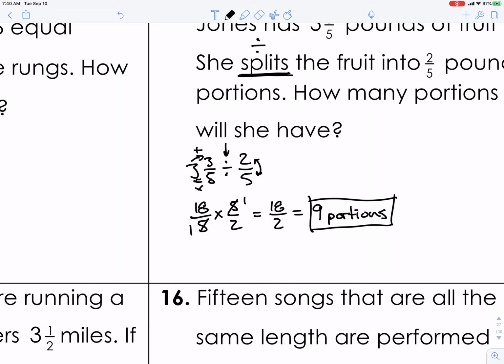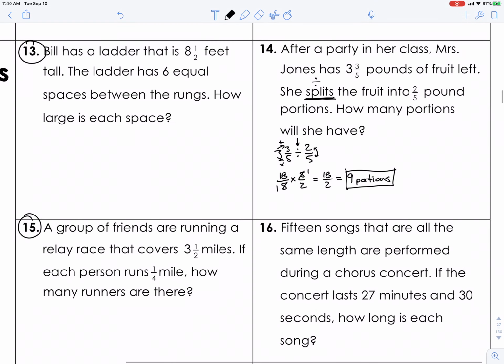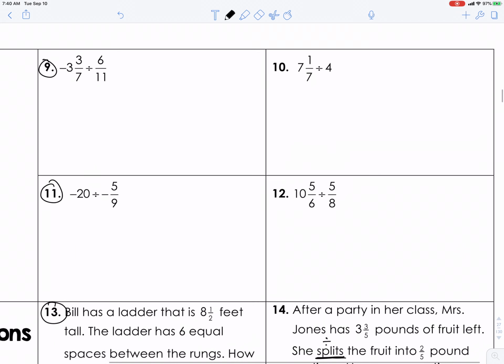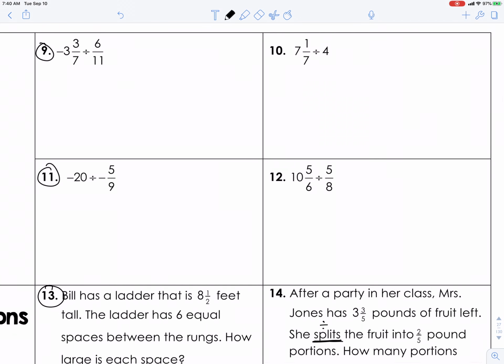Okay? So, attempt 13 and 15 on your own. And also please try 9 and 11 on your own. And we'll go from there. If you have any questions, let me know, or go ahead and rewind this. Remember, division is not harder than multiplication. It's just got one extra step where you got to change the division sign and flip the second fraction.